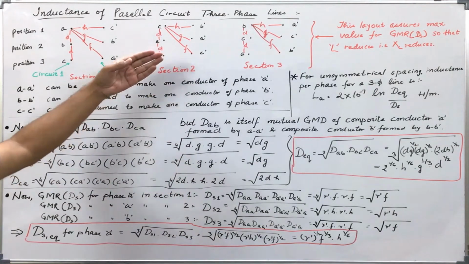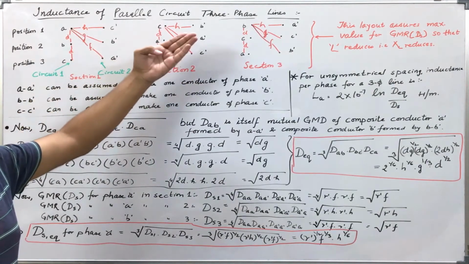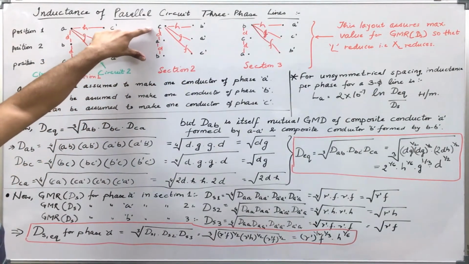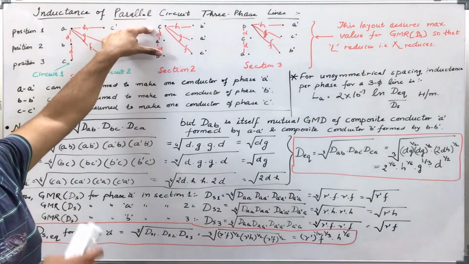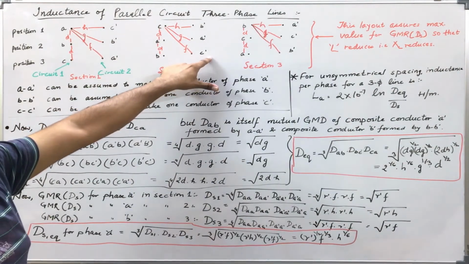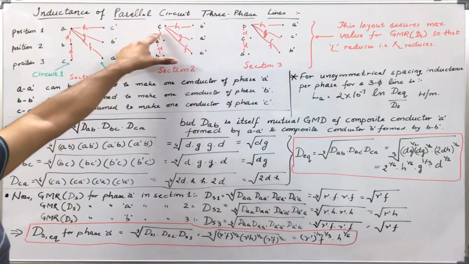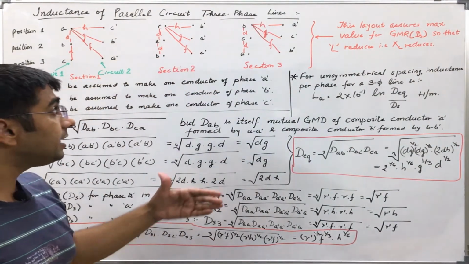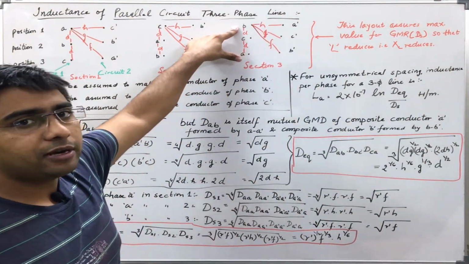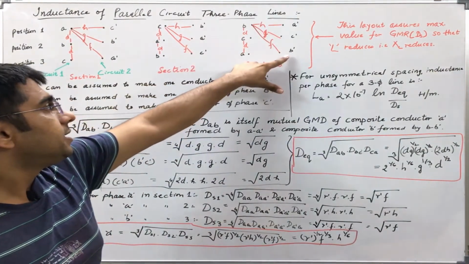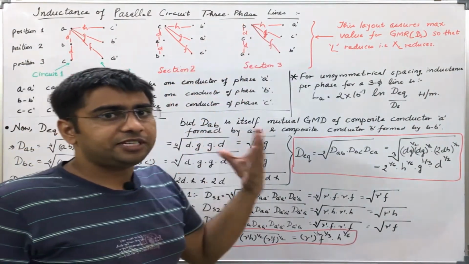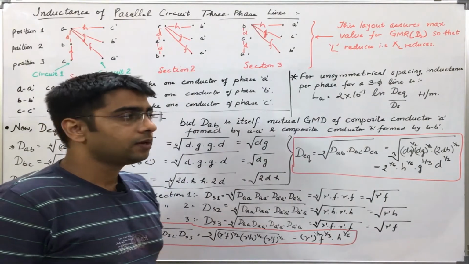Similarly, in section 2, when transposition occurs, phase C will occupy position 1. So to increase the GMR, I will try to put C dash diagonally opposite to C. Similarly, in the third section, when B will occupy position 1, I will try to place B dash diagonally opposite to B, so that the value of GMR increases.